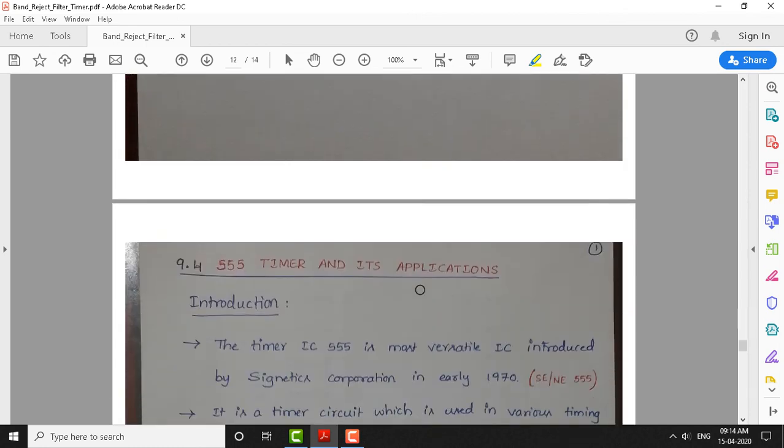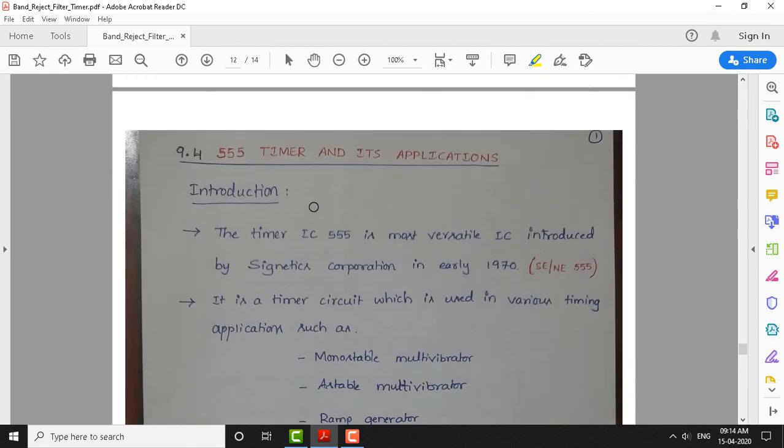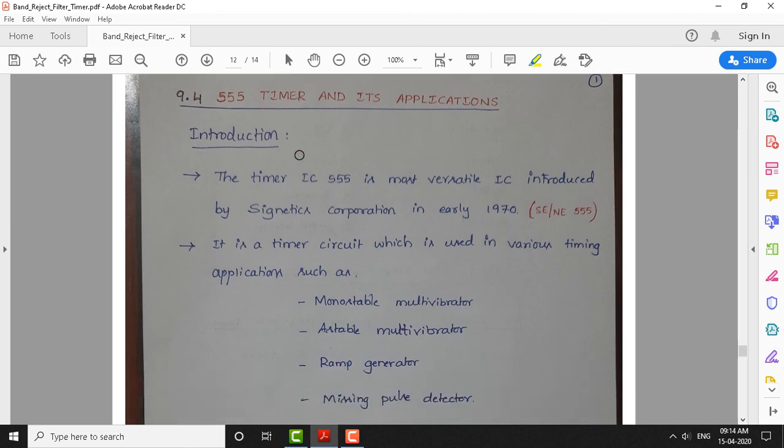Now let us move on to the next topic, which is of our interest, the 555 timer, and we'll see some applications that are built upon the 555 timer. The 555 timer is very popular and it's widely used in almost all applications. Let us see what the applications are that make use of the 555 timer. As the name suggests, it is basically a timer. When we want to create a delay, or when we want to establish certain clock signals, then we can use the 555 timer here.